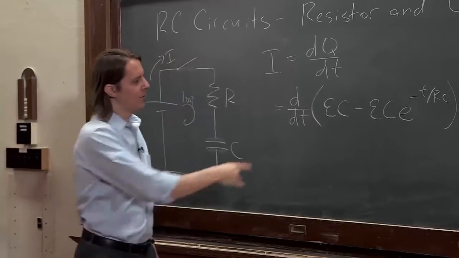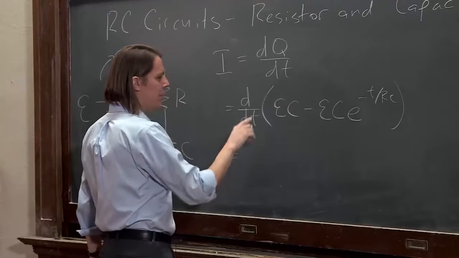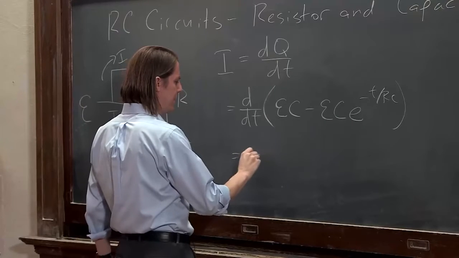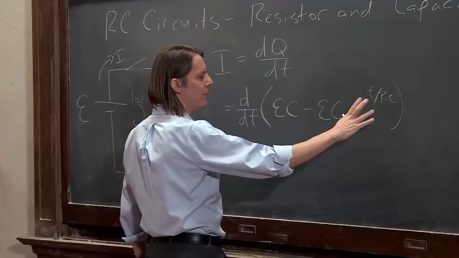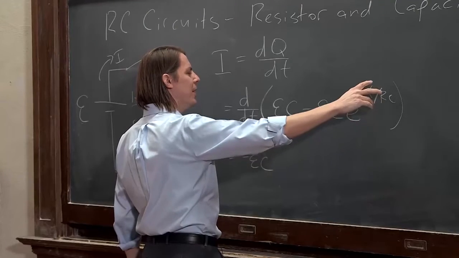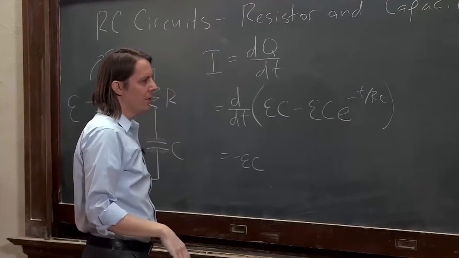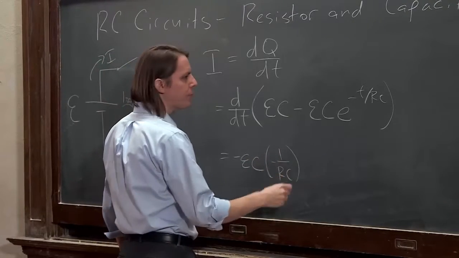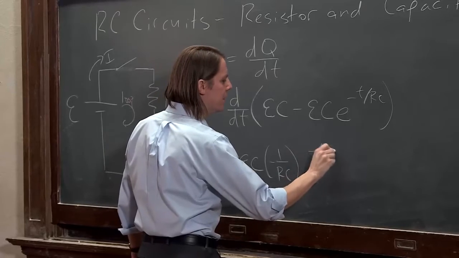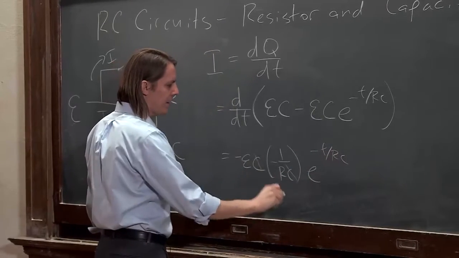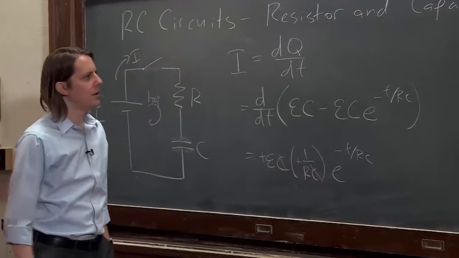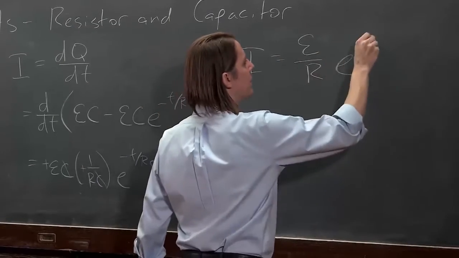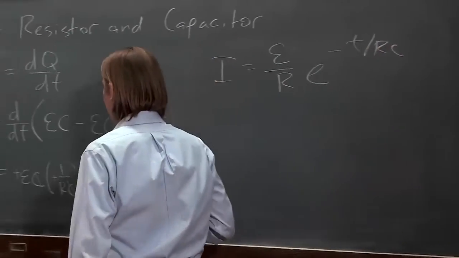So the time derivative of the first term is a constant, so that's just going to be 0. We really just have to deal with the time derivative of this part, which has time in it. So it is minus EMF times C. When you take the derivative of an exponential function, you keep it, but then you pull down the derivative of the part in the exponent. So that's multiplying by minus 1 over RC, and then you keep the exponential e to the minus t over RC. The negatives cancel and become positive, and you get I equals the EMF over R times e to the minus t over RC.